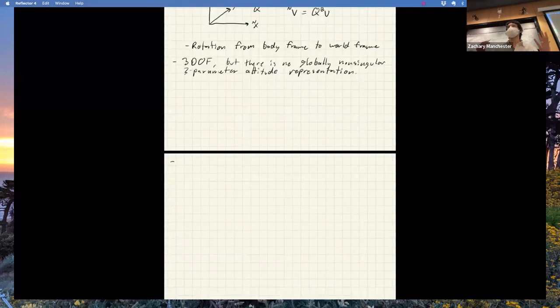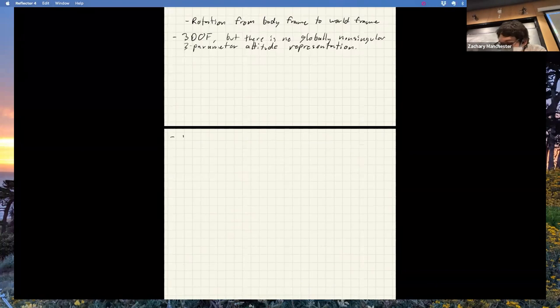Okay, so rotation matrices, everyone's seen these before in their lives, I'm sure. So we'll do this quick. These are also sometimes called direction cosine matrices. Has anyone heard that term before? Show of hands, yes, okay.